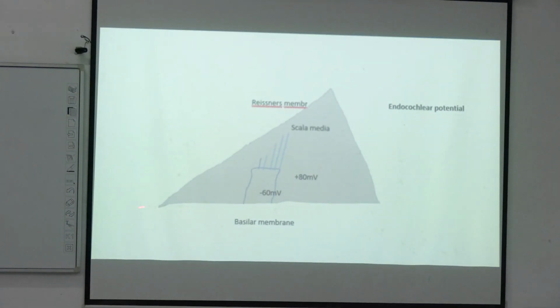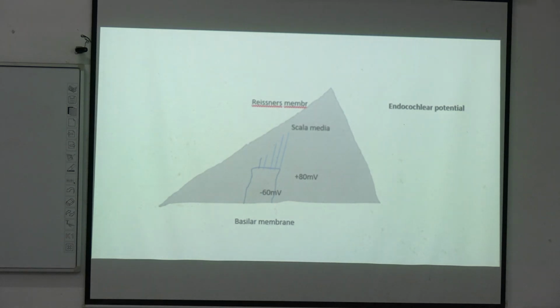here is the basilar membrane, and on top of the basilar membrane, here is the hair cell. Okay, and the resting membrane potential when sound is not present, of this cell, which is a hair cell. So inside the hair cell, resting membrane potential is minus 60 millivolt, and in this scala media, due to plenty of potassium ions inside, the potential over here in the scala media is plus 80 millivolt.